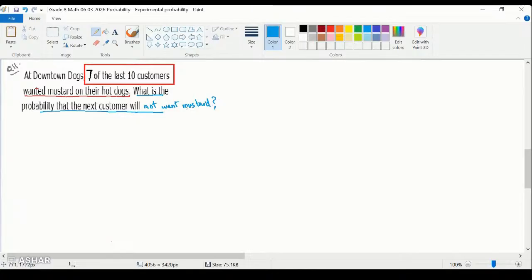So we know that 7 people wanted mustard, right? Those who like mustard were 7 out of 10. Then the remaining who do not like mustard would be the remaining value. That would be 3 out of 10. Agreed? Simple. Rather than doing the working, if it's a single mark question, we directly do that. But most important is we need to see what they're exactly asking us in the question, right? That is our most important part.